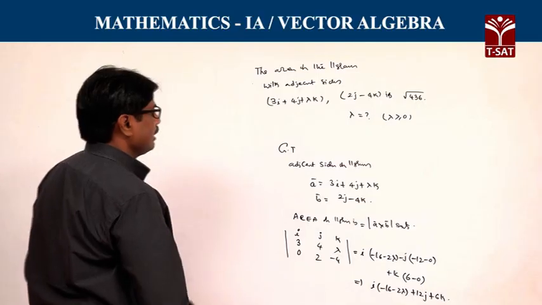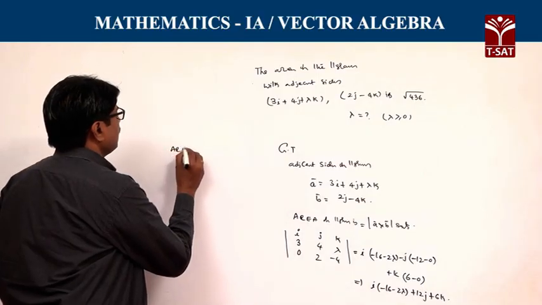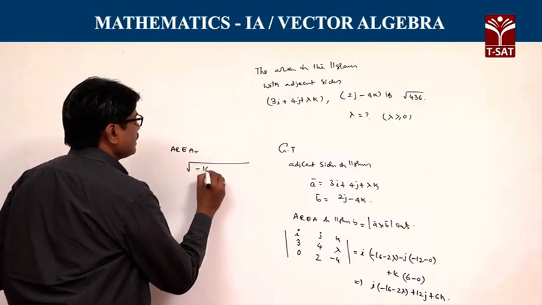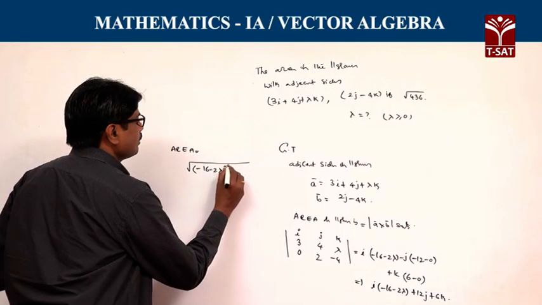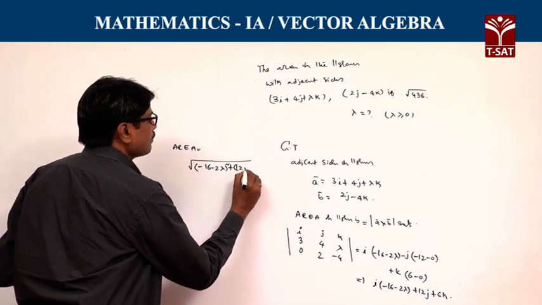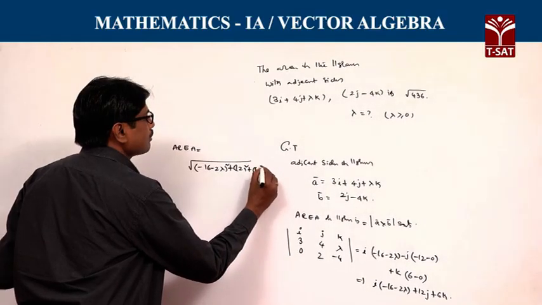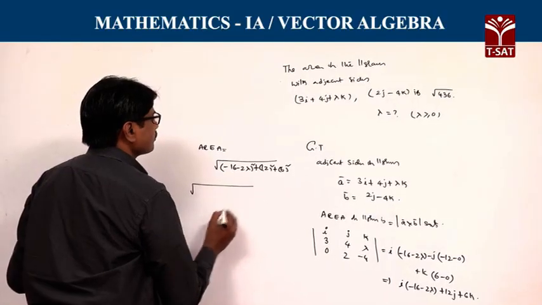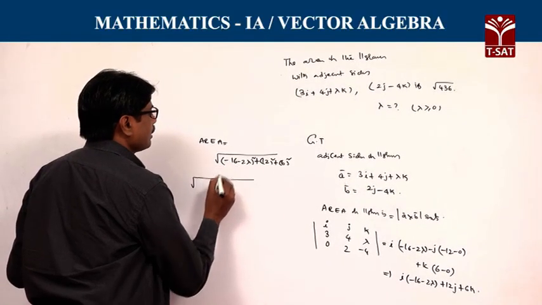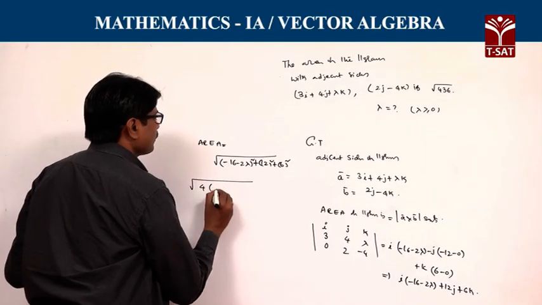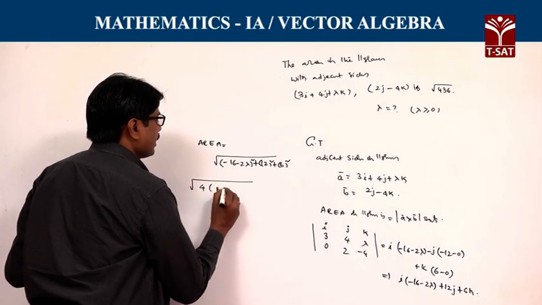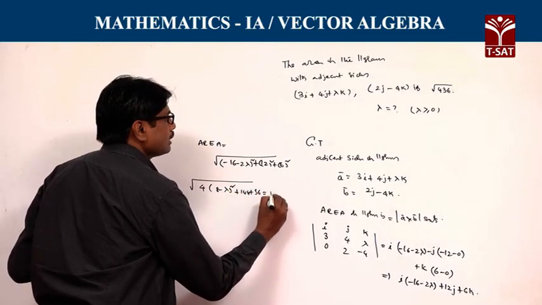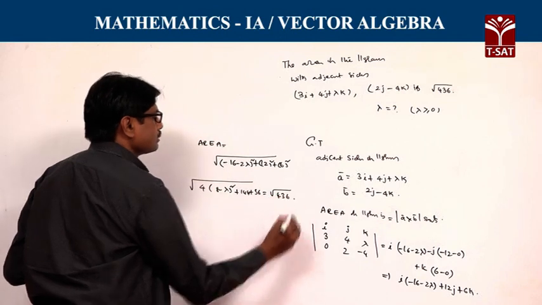Now equate. Area will be equal to root of minus 16 minus 2 lambda whole square plus 12 whole square plus 6 whole square, and that is root of, as we took 2 common, 4 into 8 minus lambda whole square plus 144 plus 36, is equal to root 436.